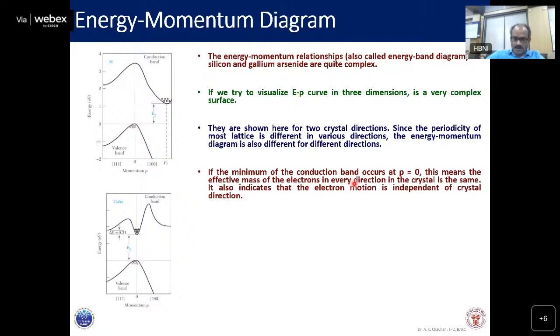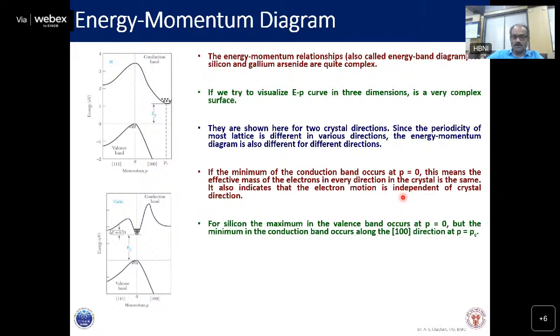If the minimum of the conduction band occurs at P equal to 0, so if you see here, in case of gallium arsenide, the momentum is actually 0 here. This means the effective mass of the electron in every direction in that crystal is the same value. So it also indicates that electron motion is independent of the crystal direction.